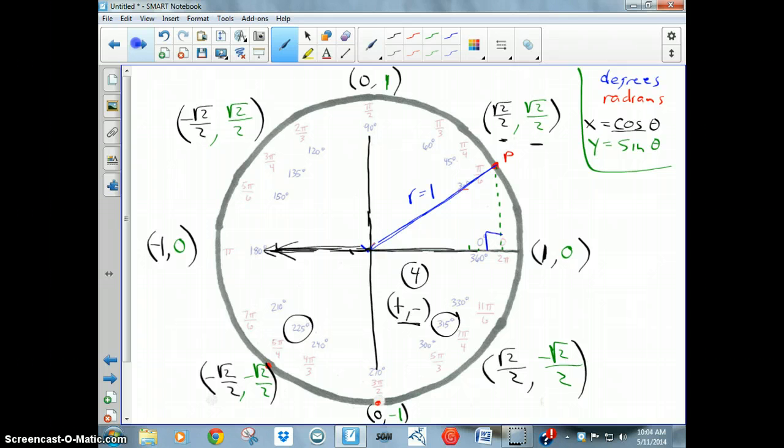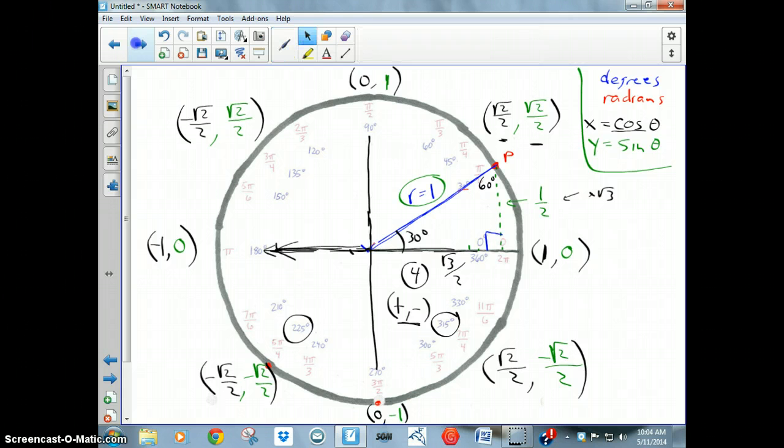And what type of triangle do I have? Well, my reference angle, which is right here, is 30 degrees. This is a 30, 60, 90. So using properties of 30, 60, 90, how long is my green line? The shortest side is actually half of the longest side, the radius, which is 1, so it's a half. How long would the black side be? Well, if you know the shortest side, you times by the square root of 3. So the black side is going to be square root of 3 over 2. And there's your coordinate of point P.